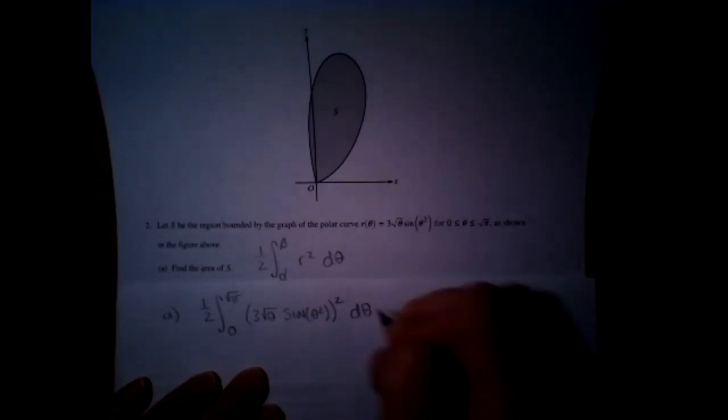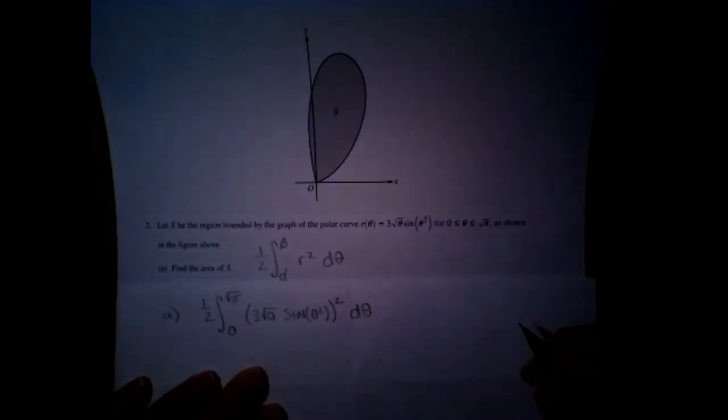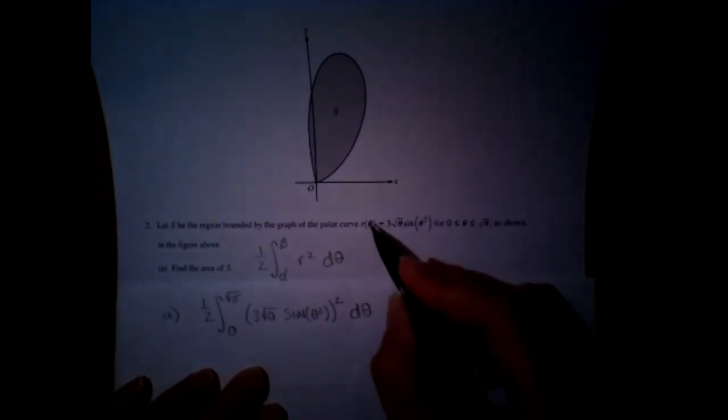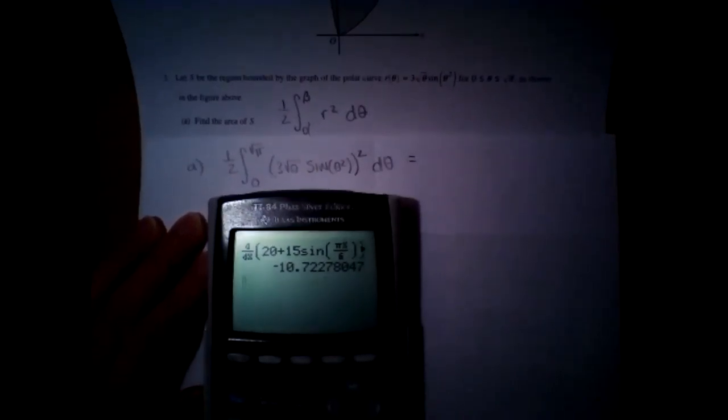And then d theta. And you can even just write r of theta squared in there. You don't have to copy this all out. I just did so that you could see what I'm going to type in the calculator. Because this first one, all you have to do is write that out and then type it in the calculator. And you don't have to be in polar mode.